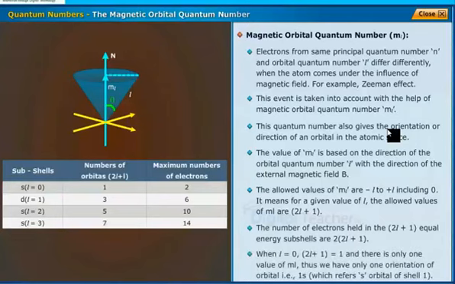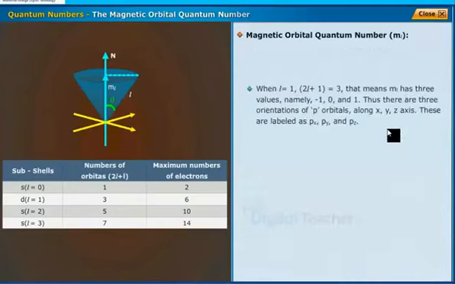When l is equal to 0, 2l plus 1 is equal to 1 and there is only one value of ml. Thus we have only one orientation of orbital, that is 1s, which refers to the s orbital of shell 1. When l is equal to 1, 2l plus 1 is equal to 3. That means ml has three values, namely minus 1, 0 and 1. Thus there are three orientations of p orbitals along the x, y, z axes. These are labeled as px, py and pz.